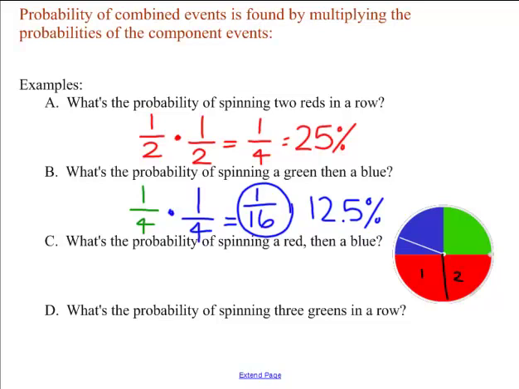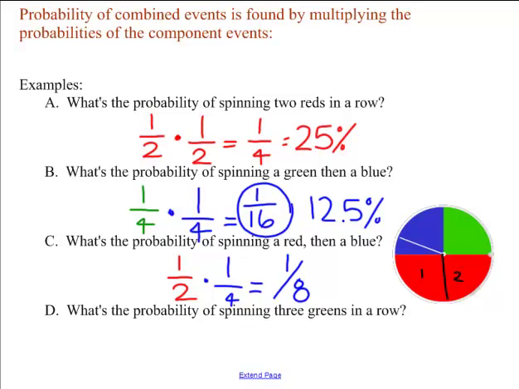C, combining all these together, what's the probability of spinning a red first and then a blue? Well, a red first, I have a 1/2 chance. And then a blue one, I have a 1/4 chance. So if we multiply these things together, I end up with a 1 in 8 chance of landing on a red first and then a blue. So it's higher than landing on a green and then a blue because red takes up more space.